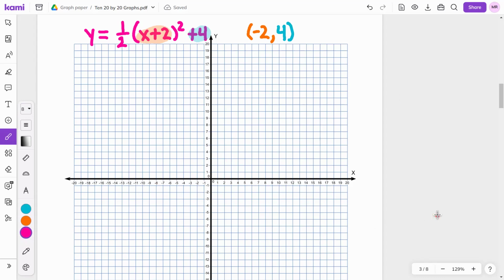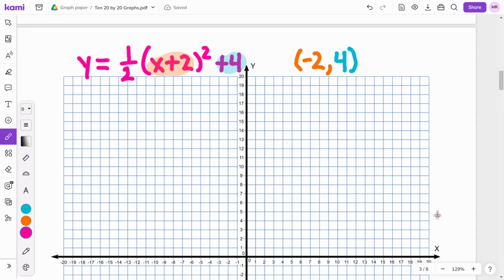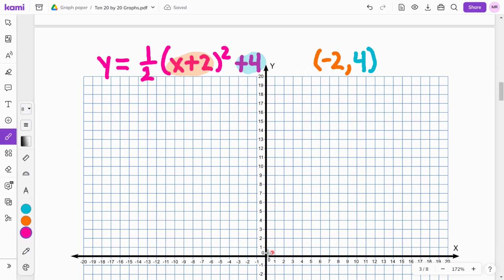I'm going to zoom in a little bit. Okay, so -2 comma 4, that's my vertex. From this point, I'm going to be going out 1, out 2, out 3, and squaring those values, but I'm going to times it by the stretch after. So when I go out 1, 1 squared is 1, times it by a half, I'm going to go up a half. When I go out 2, 2 squared is 4. I'm going to times that 4 by a half, and I'm going to go up 2.